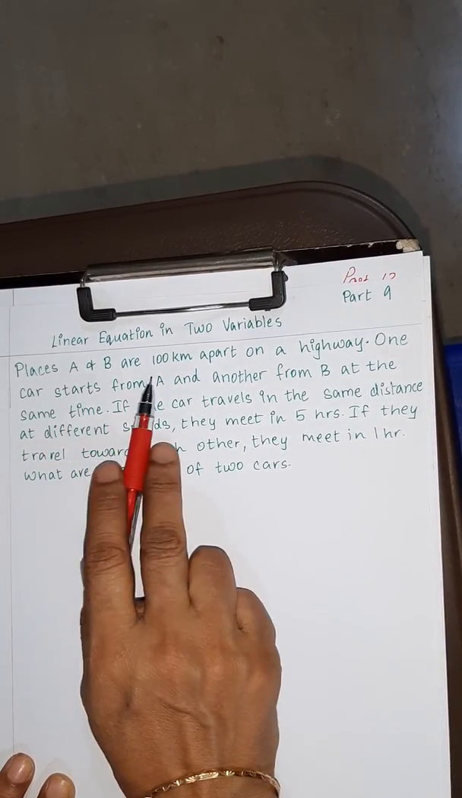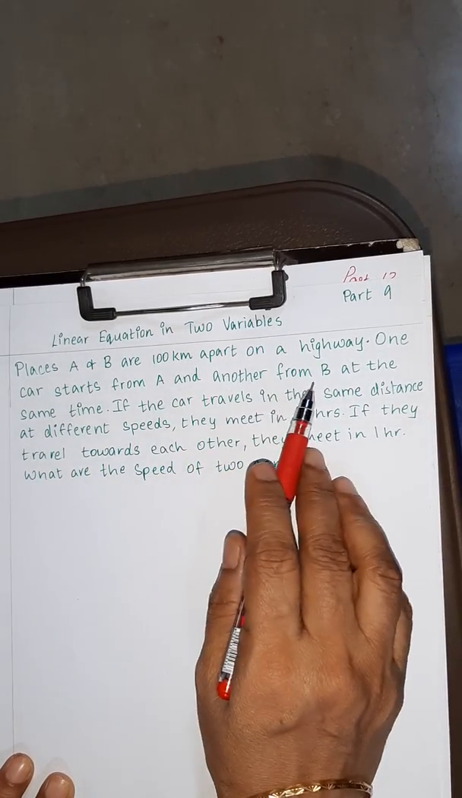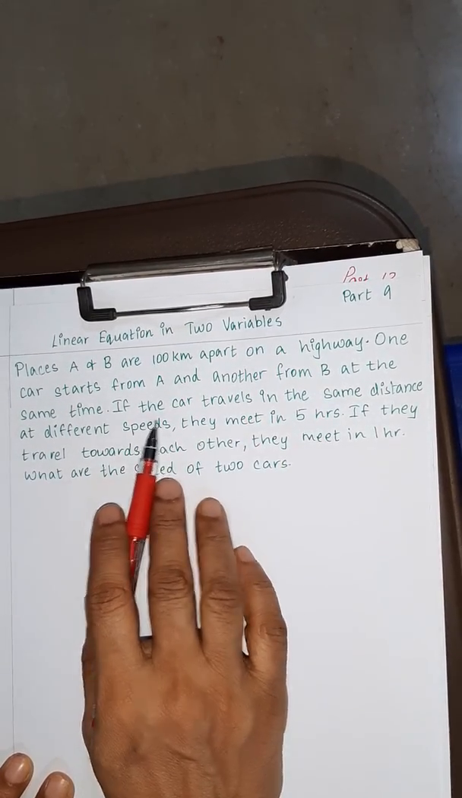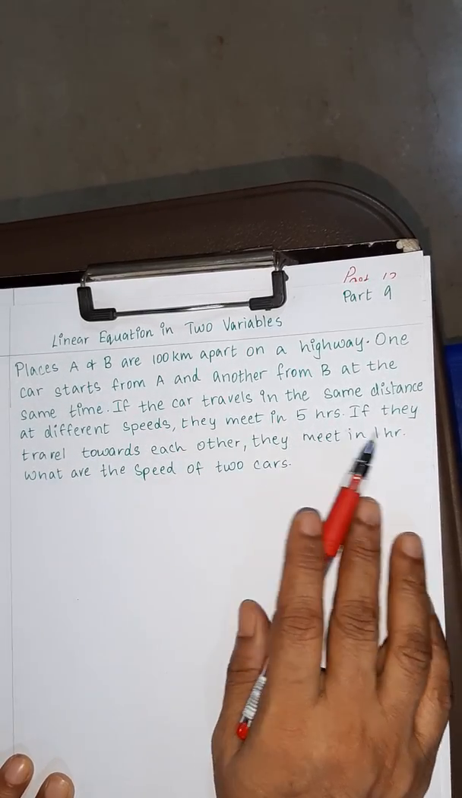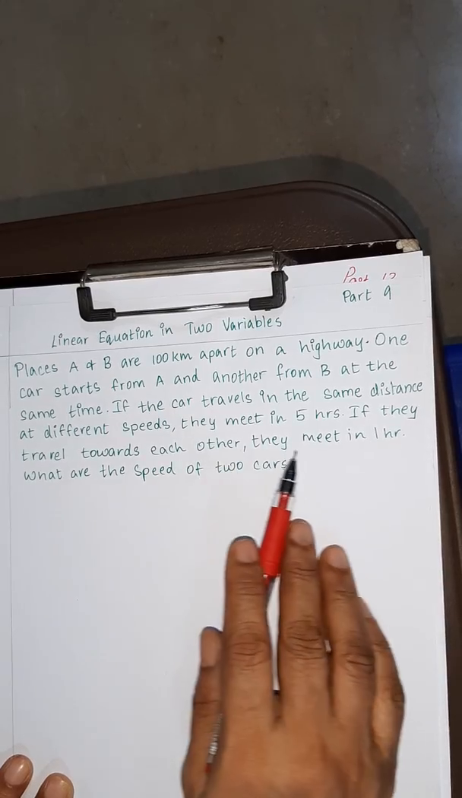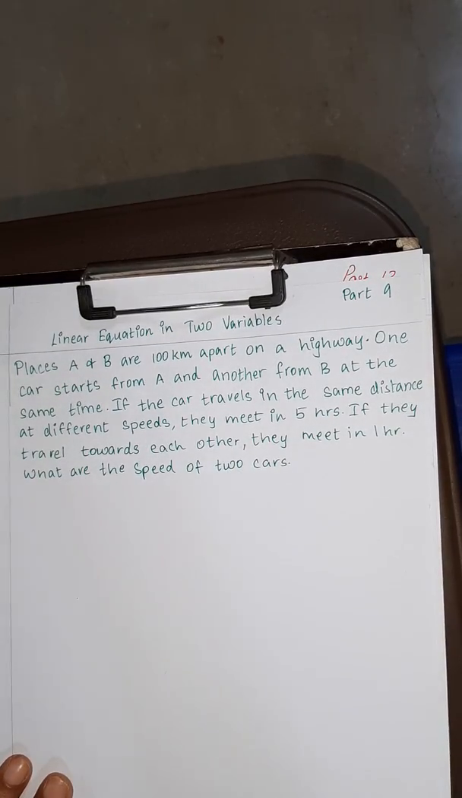The places A and B are 100 kilometers apart on a highway. One car starts from A and another from B at the same time. If the cars travel in the same direction at different speeds, they meet in 5 hours. If they travel towards each other, they meet in 1 hour. What are the speeds of the two cars?